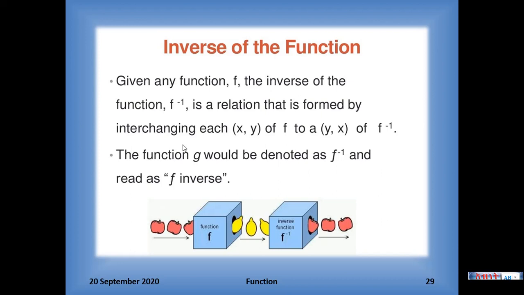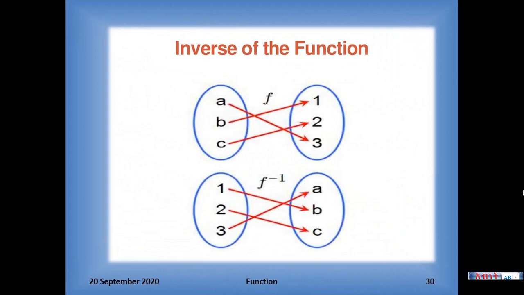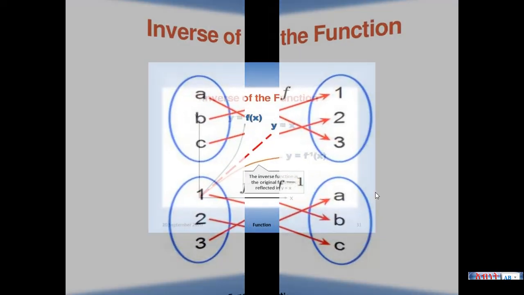So the next point is the inverse of a function. Given any function f, the inverse of the function is denoted by f to the power of -1, but we read it f inverse. F inverse is the relation formed by interchanging x and y of f. So the function g would be denoted as f inverse. This is a machine. So the inverse of f is simply interchanging the x and y values.